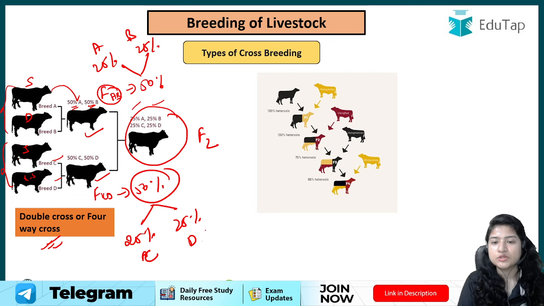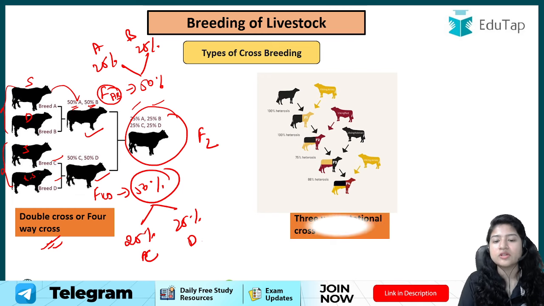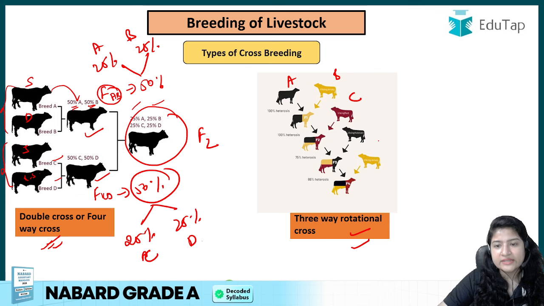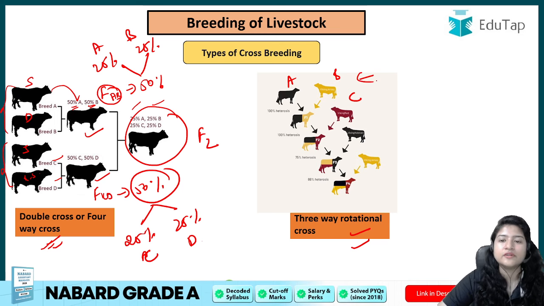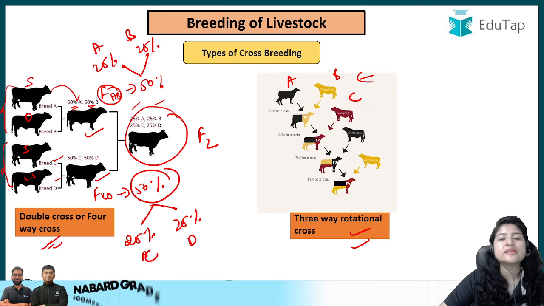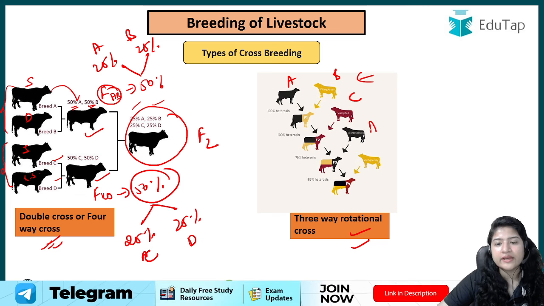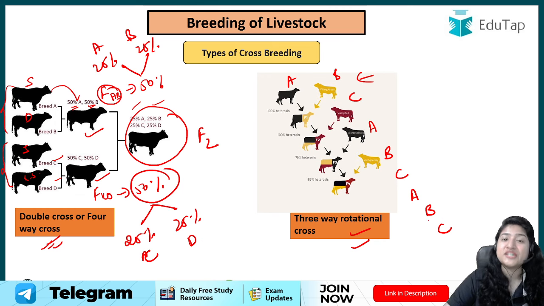Next, coming to the next type of cross, which is known as three-way rotational cross. Here also 3 breeds are required, A, B and C, but then in further stages the breeding is done in rotation. Look, again in the first initial stage only 2 parents can be used, right? So A, B are used, and then in the second progeny a new breed C is used. Now after this, if you look at the pattern, again A breed is used, then B is used, then C will be used, then A, until and unless the breeder gets the desirable genes that he wants.